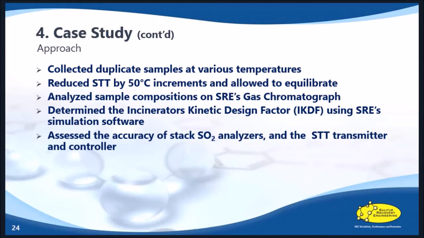However, we proceeded with the testing by reducing the stack top temperature by 50 degrees centigrade at each stage. They were operating at 538 degrees, so the first step was at 538 degrees. We took identical samples and created the baseline. After that, we brought the temperature down to 500 degrees centigrade, let the stack stabilize for a while, and collected another duplicate set of samples and analyzed them, and so on until we reduced the temperature to 370 degrees centigrade.